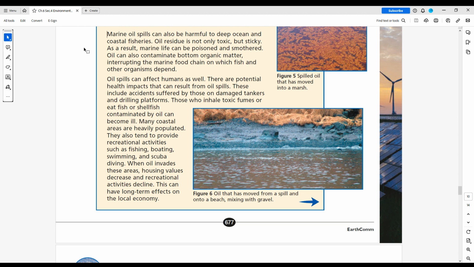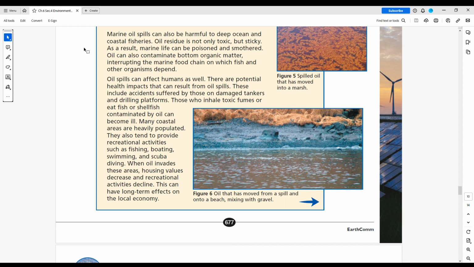Marine oil spills can also be harmful to deep ocean and coastal fisheries. Oil residue is not only toxic but sticky. As a result, marine life can be poisoned and smothered. Oil can also contaminate bottom organic matter, interrupting the marine food chain on which fish and other organisms depend.